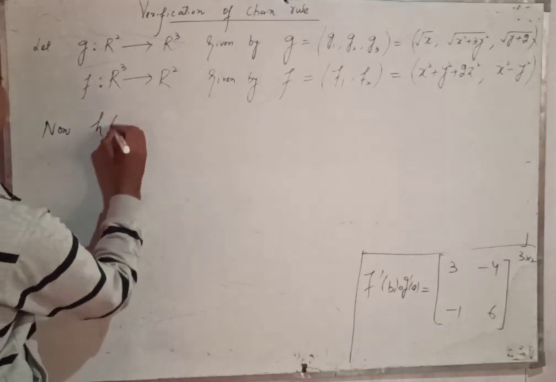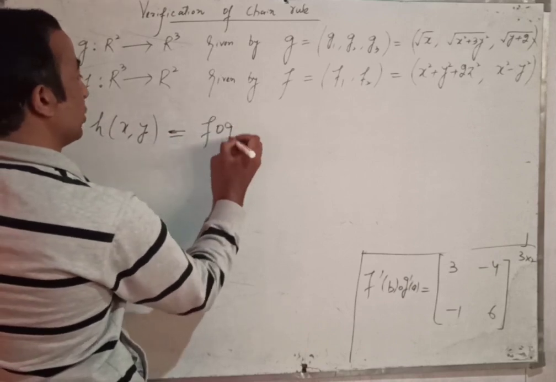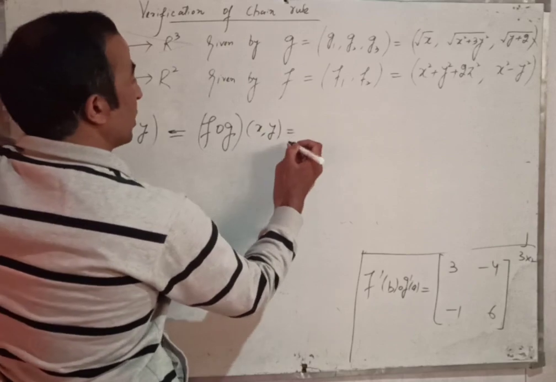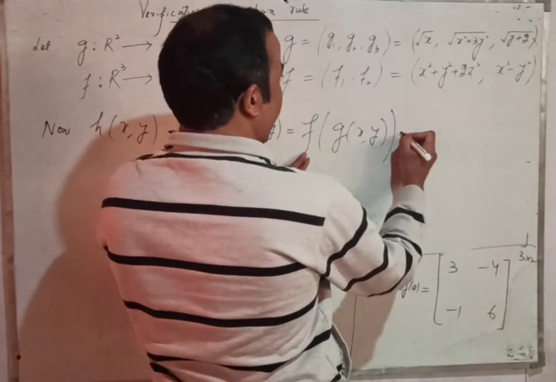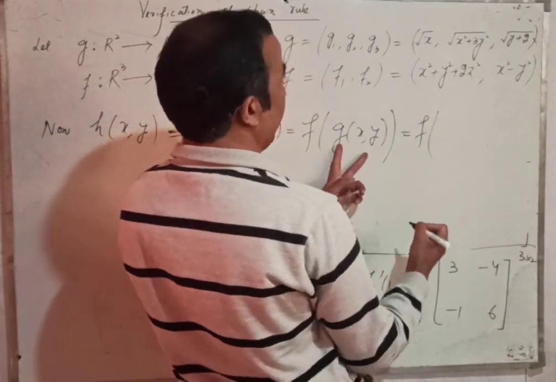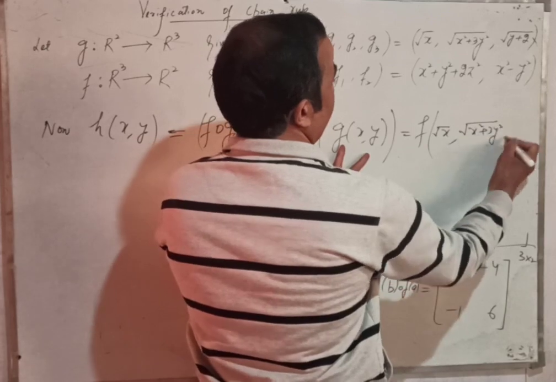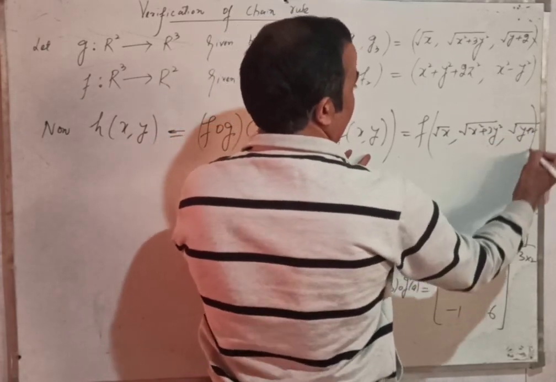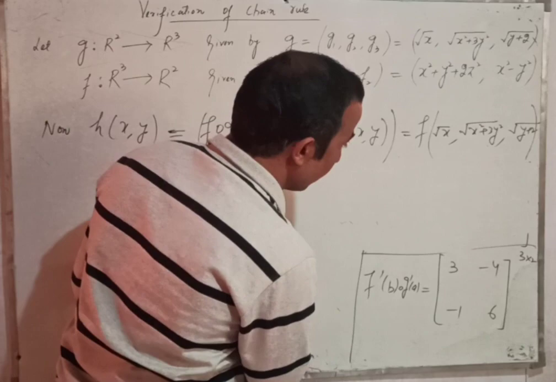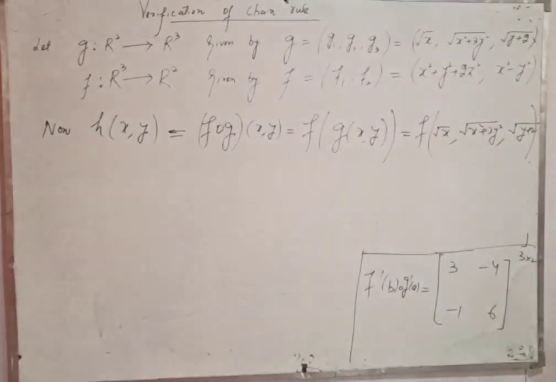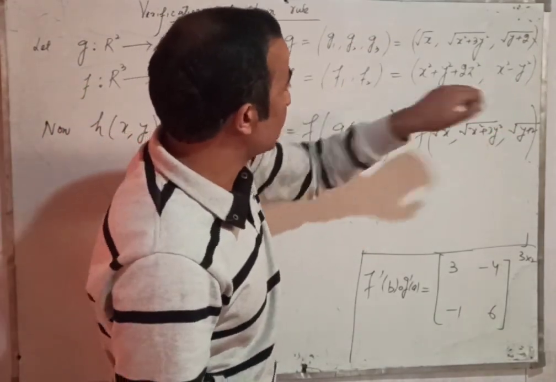So as it is a function of two variables, I will use the point xy here. I have h is actually f operation g of xy. By definition of composition, it is f of g of xy. Now g is given to us, so that is f of the value of g, root x plus x square plus y square, 3y square, and square root of y plus 2. This is the value of g here. Now, f is given to be this function. F takes x, y, z to this one.